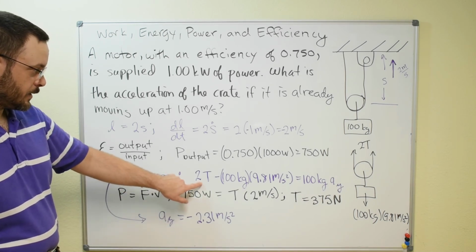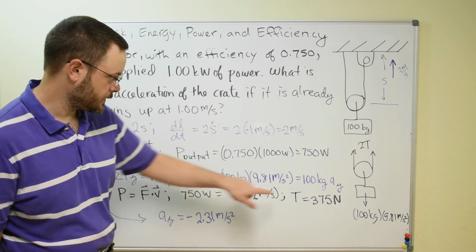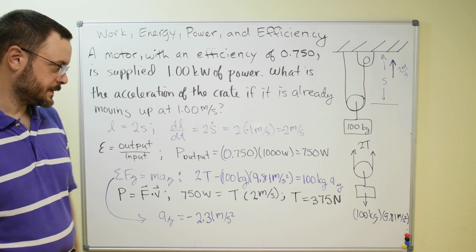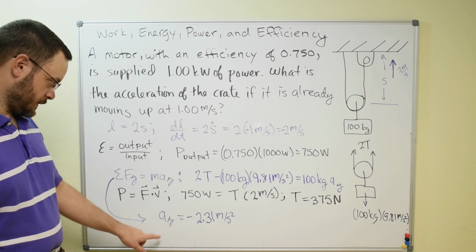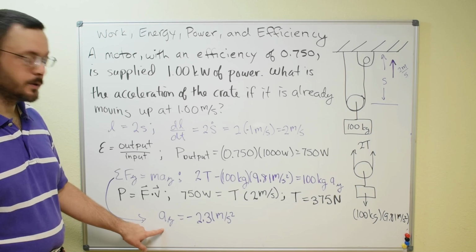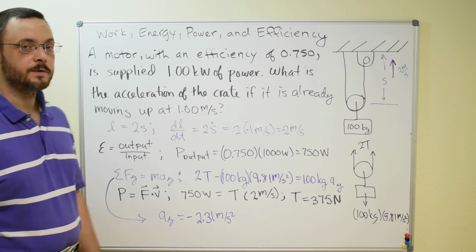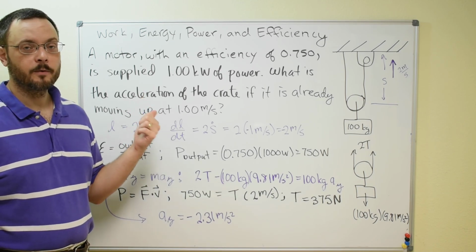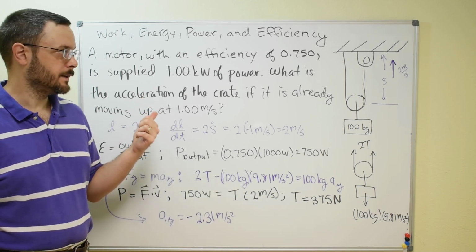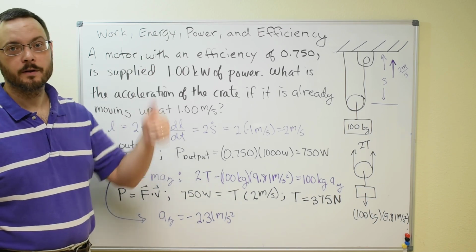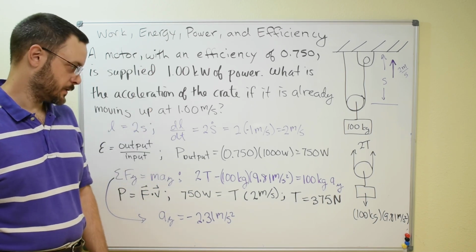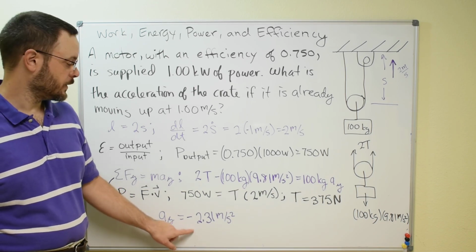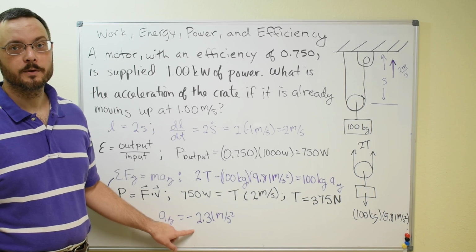That's still smaller when we do 2 times 375 than the weight of the object. So this left-hand side still winds up being negative. So when we solve for the acceleration in the y, we still get a negative number. So that means even though the motor's being supplied power, the power being supplied to the motor is not enough to keep it accelerating in the upward direction, but it is enough to keep it from going down at the full 9.81 meters per second squared.